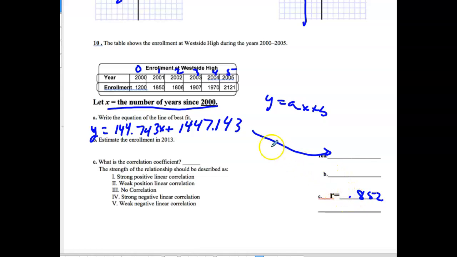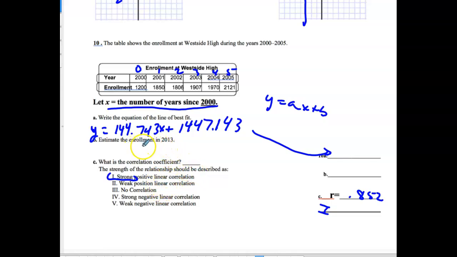The R value is 0.852, which, I wouldn't say it's very strong. You know, I'd want to be in the 0.9s for very strong, but I wouldn't call it weak. So I would say that this is strong positive. So you want two answers there. You want your R value, and then you want to tell me what it is. And then finally, let's go back.